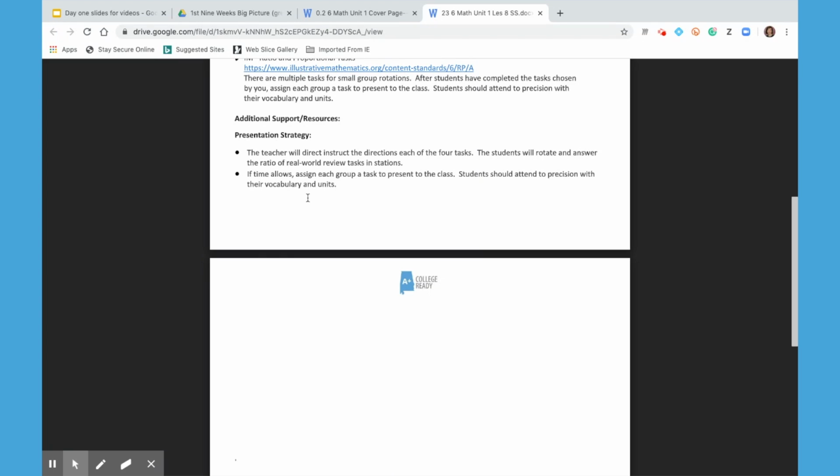So as students are working through, you're facilitating the classroom and making sure that the groups are on task and able to continue these tasks on their own.